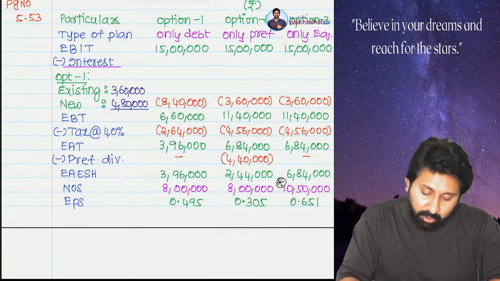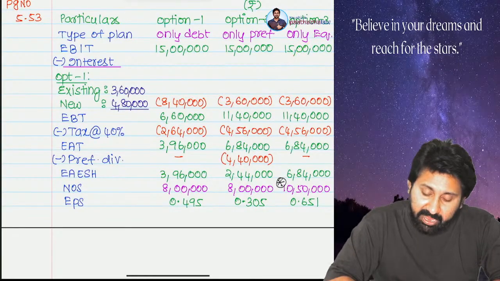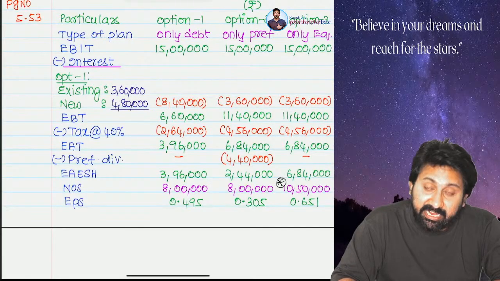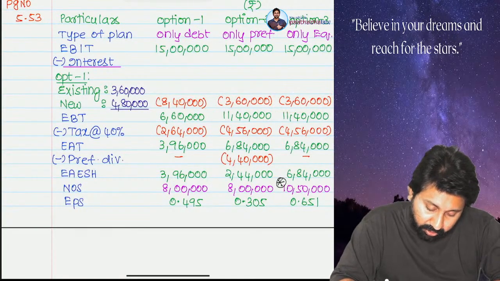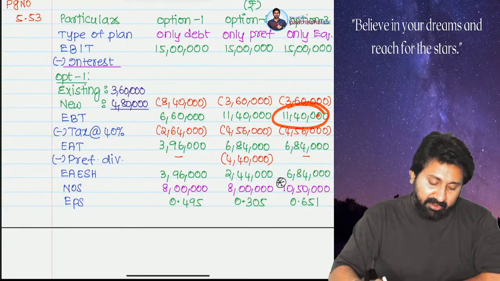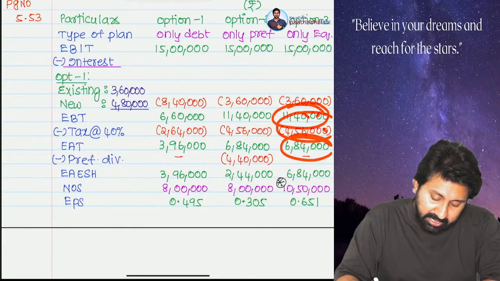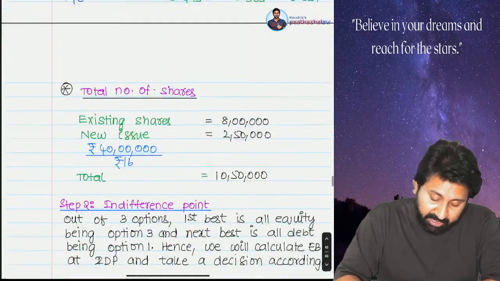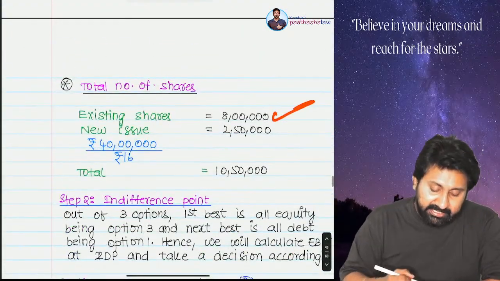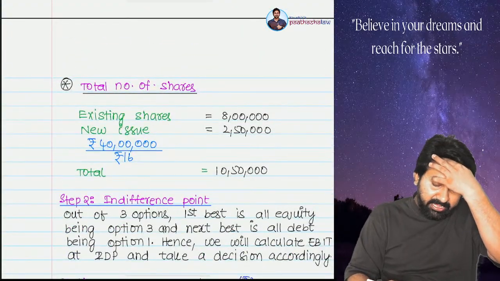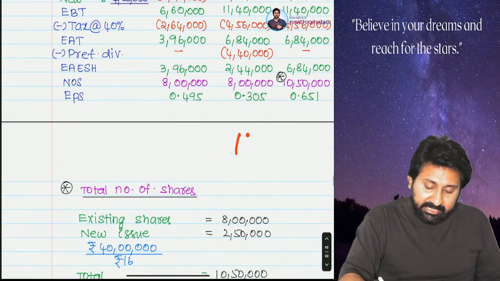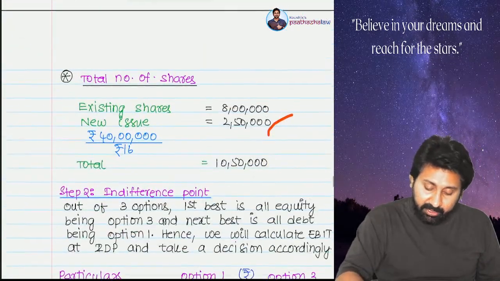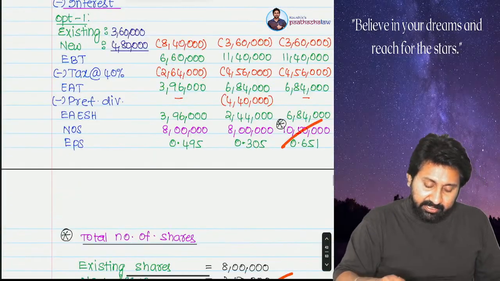Only equity model: if you go, 15 lakh, no extra interest. On the 36 lakh at 10%, interest is 3 lakh 60. So totally the EBT is 11 lakh 40, remove the tax rate, then EAT divided by number of shares. Number of shares is how much? 10 lakh 50. How did you get the 10 lakh 50? Existing shares 8 lakh are already there. New issue at 16 rupees: 40 lakh divided by 16, 2 lakh 50. Totally 10 lakh 50,000 shares are there.